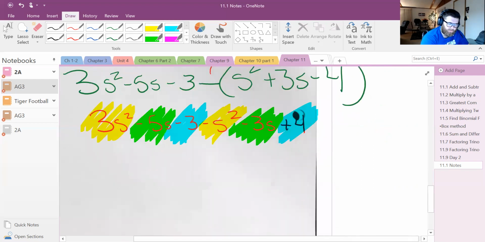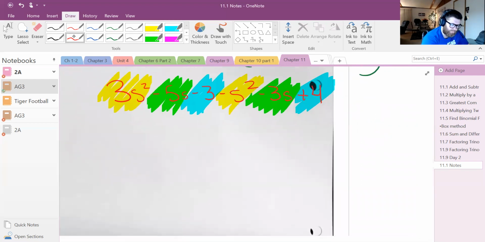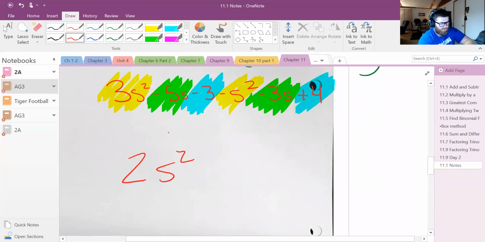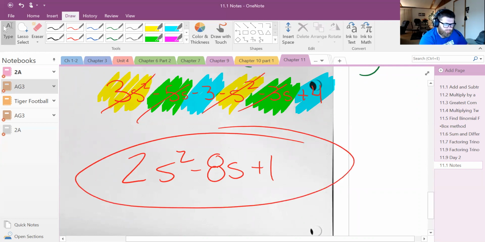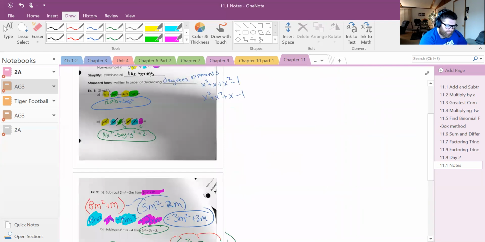Every one of those is a like term. All right, let's knock it out. So we have 3s squared minus 1s squared, which is going to be 2s squared. Negative 5s minus 3s, cross them off too. Negative 5s minus 3s is going to be negative 8s. Cross them off like we're in third grade. Minus 3 plus 4 gives us plus 1. Circle, done. Donezo.